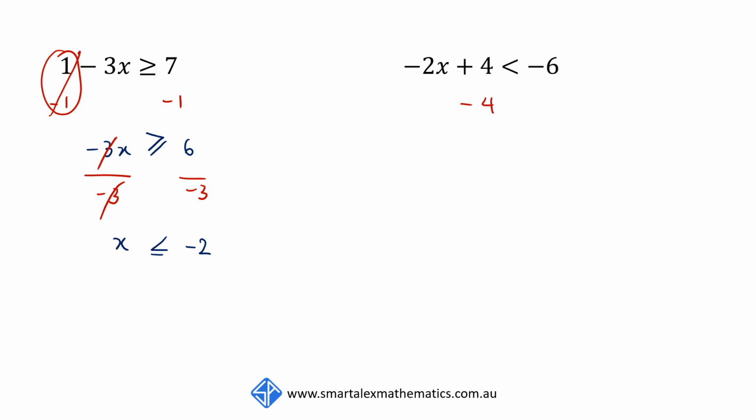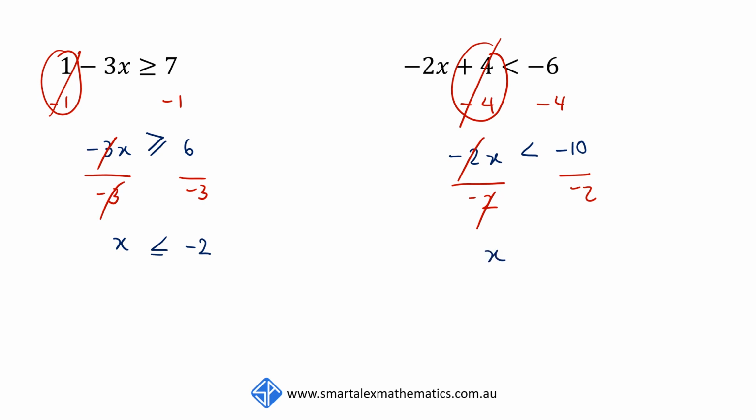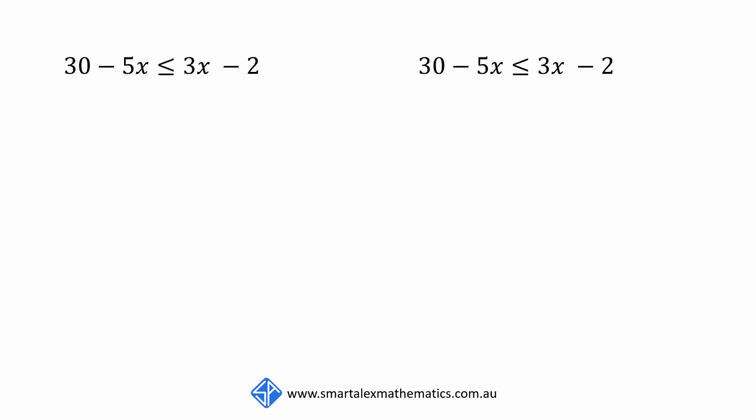The next question, minus 2x plus 4 is less than negative 6. First, we're going to subtract 4 from both sides. That doesn't reverse the sign. We have negative 2x is less than negative 10. But in our next step, we need to get rid of the negative 2. So we're going to divide both sides by negative 2. That's going to give us a positive x on the left. On the right is 5, but this time the sign will reverse.